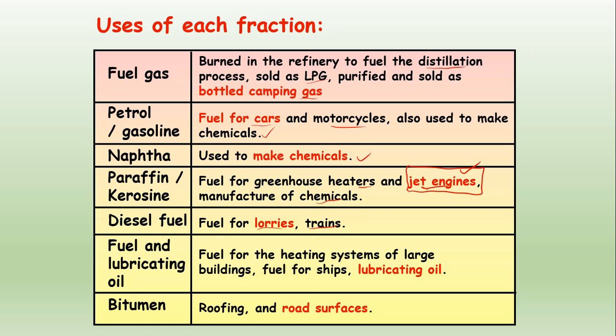Then fuel and lubricating oil is also fuel for the heating system of large buildings, fuel for ships, and it is also used as a lubricating oil. Last one, bitumen, which is collected at the end and has the highest boiling point. It is used for roofing and mending road surfaces. This is the use of the bitumen. So these are the different fractions and their uses. This is the main topic in your syllabus, but before that I gave you some concepts related to these topics.